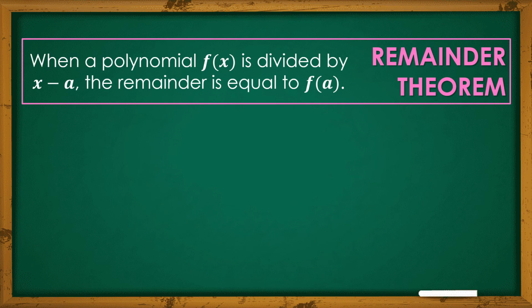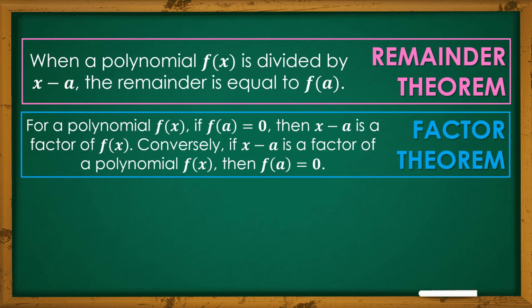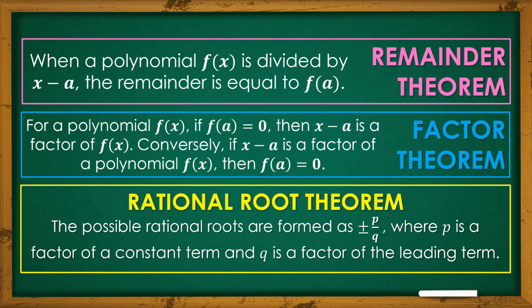Let's recall the different theorems dito sa ating module. We have remainder theorem. When a polynomial f of x is divided by x minus a, the remainder is equal to f of a. We have factor theorem. For a polynomial f of x, if f of a equals 0, then x minus a is a factor of f of x. Conversely, if x minus a is a factor of a polynomial f of x, then f of a is equal to 0. Then lastly, the rational root theorem, where the possible rational roots are formed as positive and negative p over q, where p is a factor of a constant term and q is a factor of the leading term.